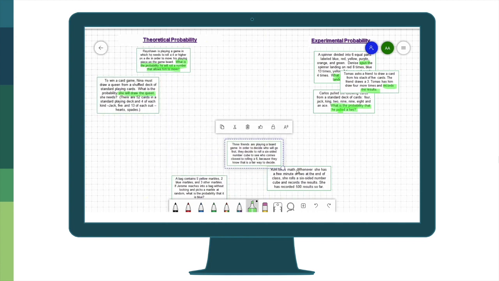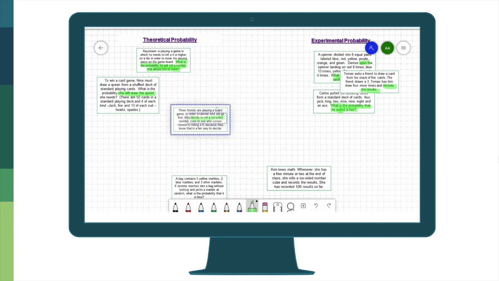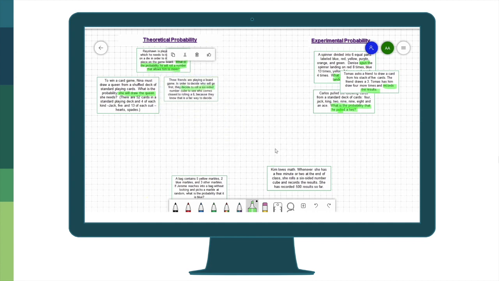You and 3 of your friends are playing a board game, and in order to decide who will go first, you decide to roll a 6-sided number cube to see who comes closest to a 6, because you know that is a fair way to decide. You decide to roll a six-sided number cube. You have not conducted the experiment yet, but you decide to roll. With that being the case, we consider that theoretical probability.